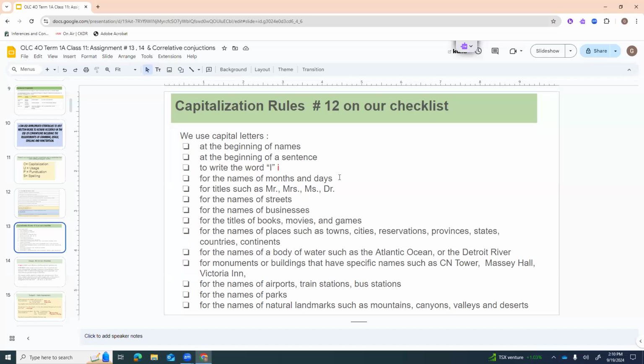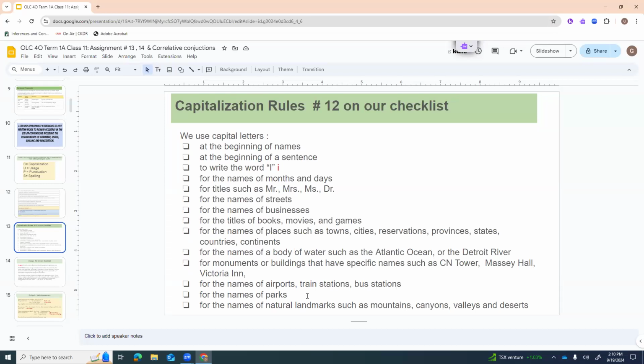So the names of months and days, like November or Monday, titles like Mr., Mrs., Ms., or Doctor, the name of a street, the name of a business, titles for books, movies, and games, the names of a place, towns, cities, reservations, provinces, states, countries, continents, the names of a body of water like the Atlantic Ocean or the Detroit River. For monuments or buildings that have a specific name, the CN Tower, Massey Hall, Victoria Inn. The names of airports, train stations, or bus stations, if they have a name, they often do, but they don't always. The name of a park.